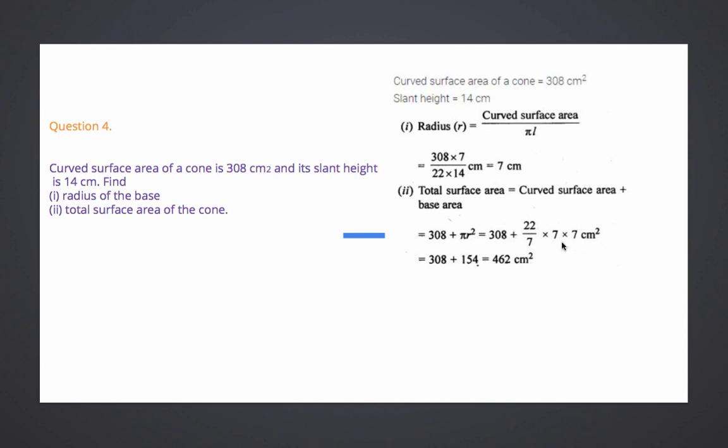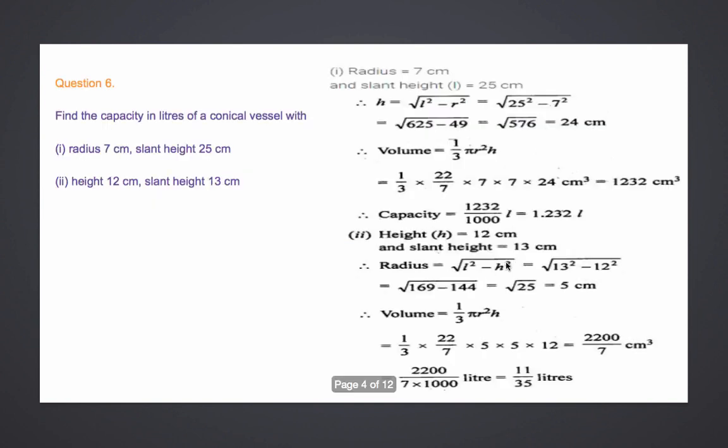Pi 22 upon 7. Radius 7 into 7, r square. Calculated, 7 and 7 cancel. 22 into 7 is 154. So 308 plus 154, 462 centimeters square. So what do we get as the answer, students? 462 centimeter square. Fourth question was this.